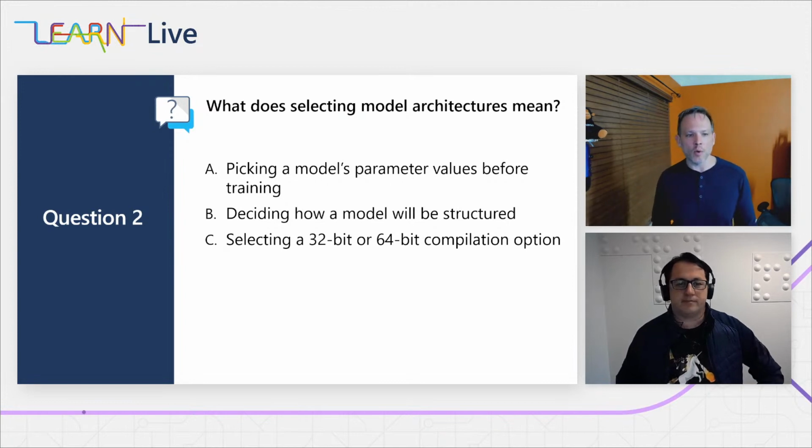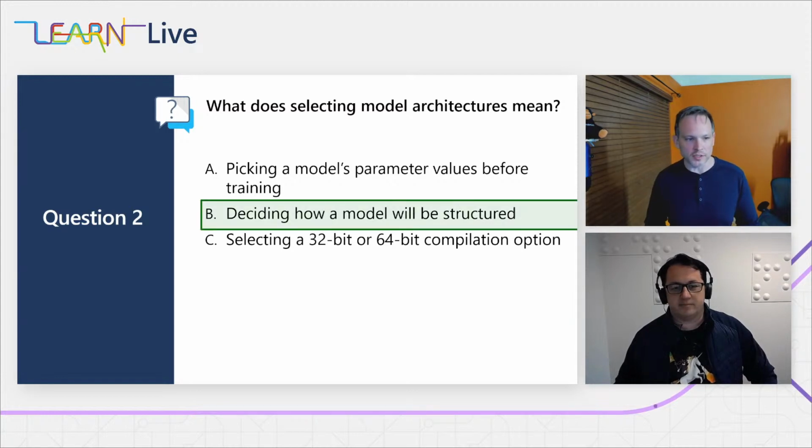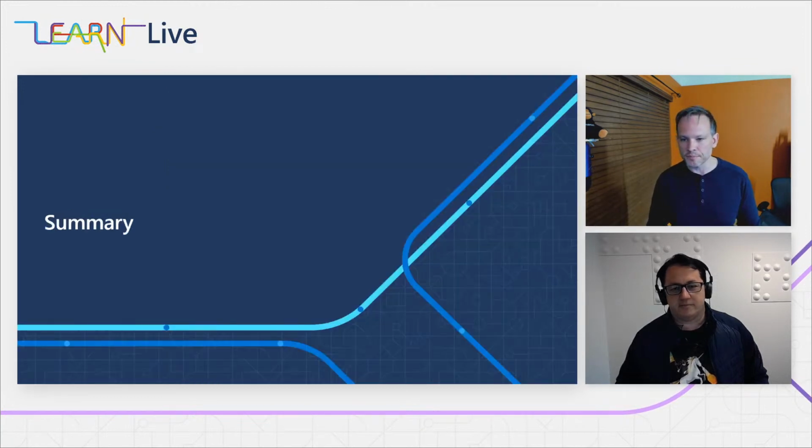How about deciding how a model will be structured? That is true. I actually like to think of it more as the template of a model, because you start by selecting, say, that you're going to have a binary tree, a decision tree, or a random forest. So you make that template decision, and then between your data and the training, you end up getting to that fully formed model. So I like to think of them as templates for a final model, but model architecture is the proper terminology.